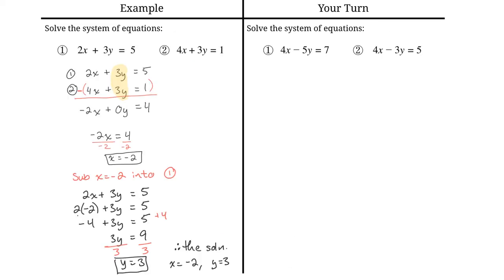And now it's your turn. Here's another system of equations. I want you to pause this video and try solving this one on your own. When you're ready, come back to the video and we'll go through the solution.